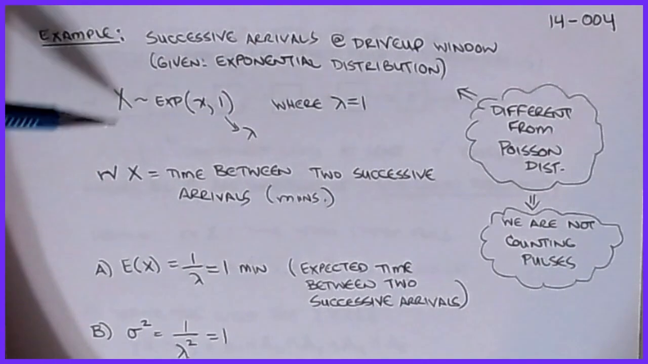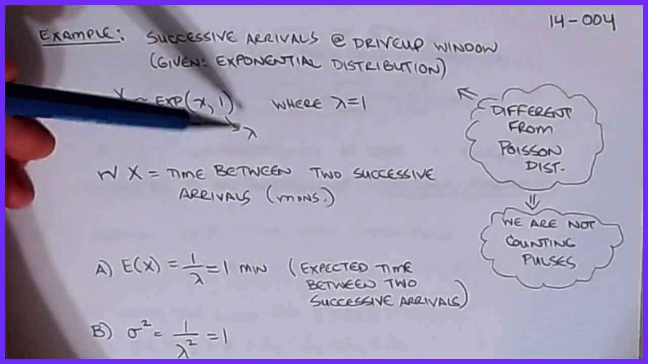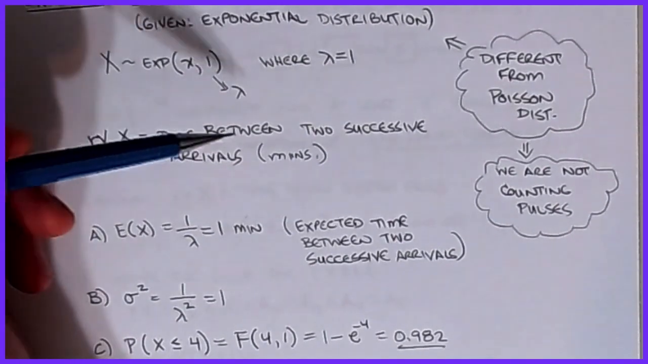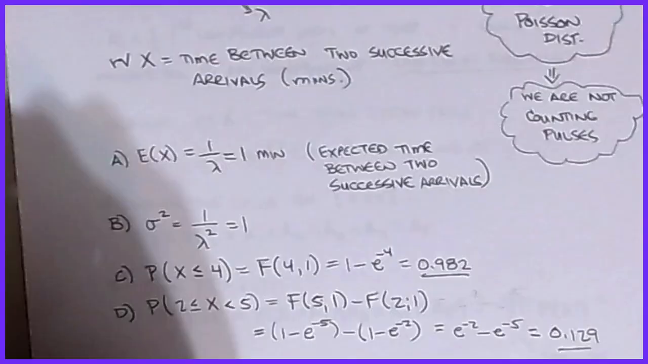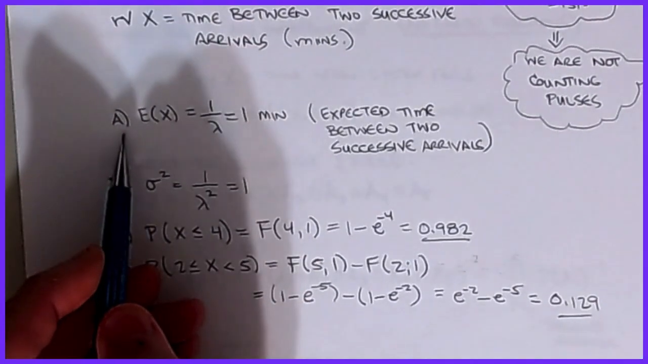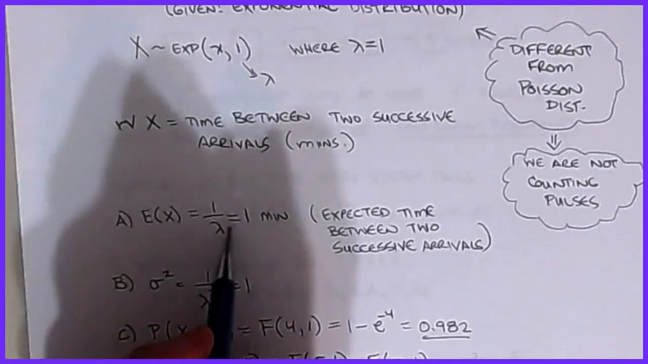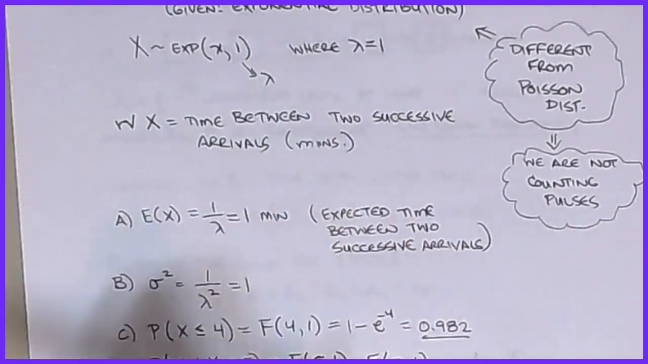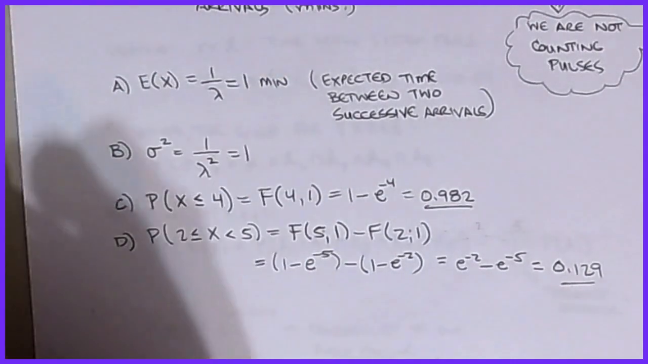For this experiment, we're going to say that x is exponential with a lambda that is given as 1.0. So this is part of the given. Our random variable x represents the time between two successive arrivals, measured in minutes. The first question asks: what's the expected value? The expected value in this scenario is 1 over lambda, which is 1 minute. So that's the expected time between two successive arrivals. We can calculate the variance as 1 over lambda squared, which is equal to 1.